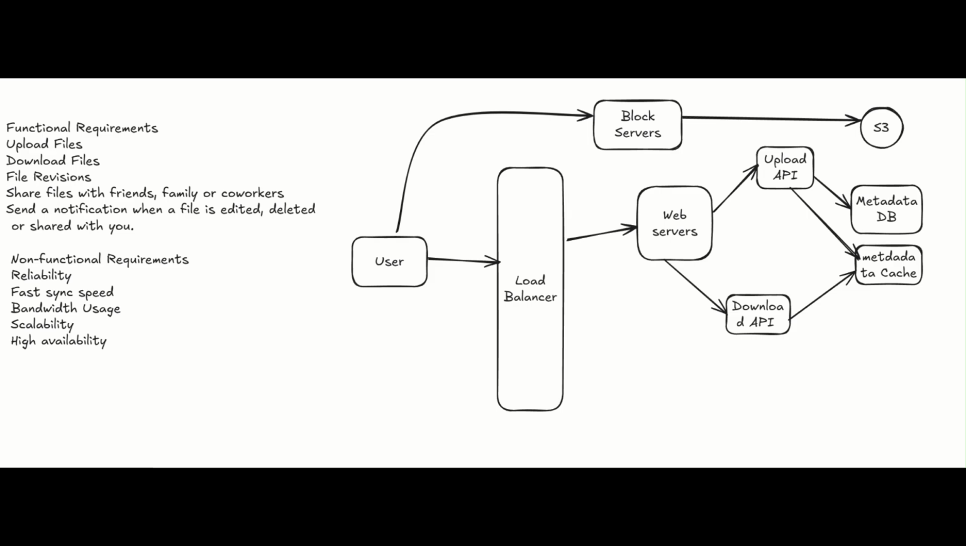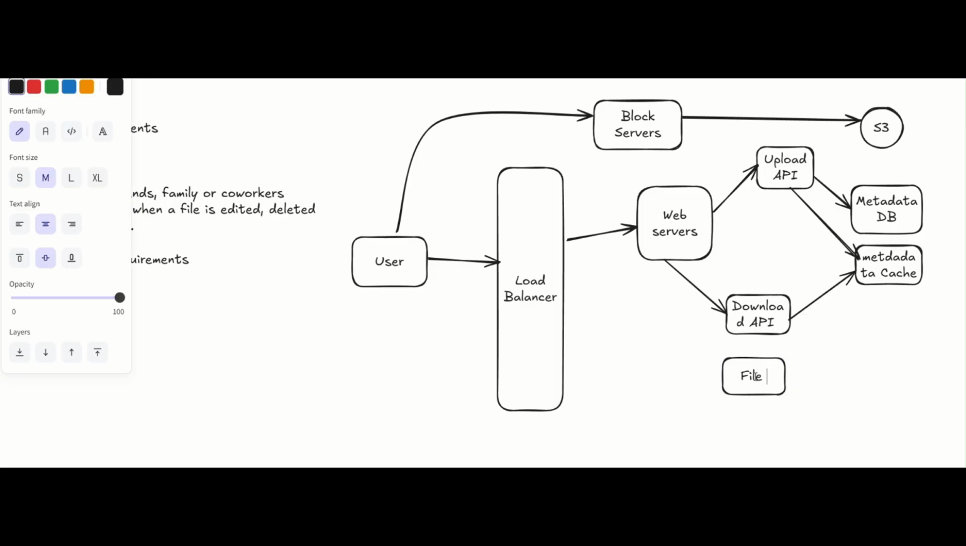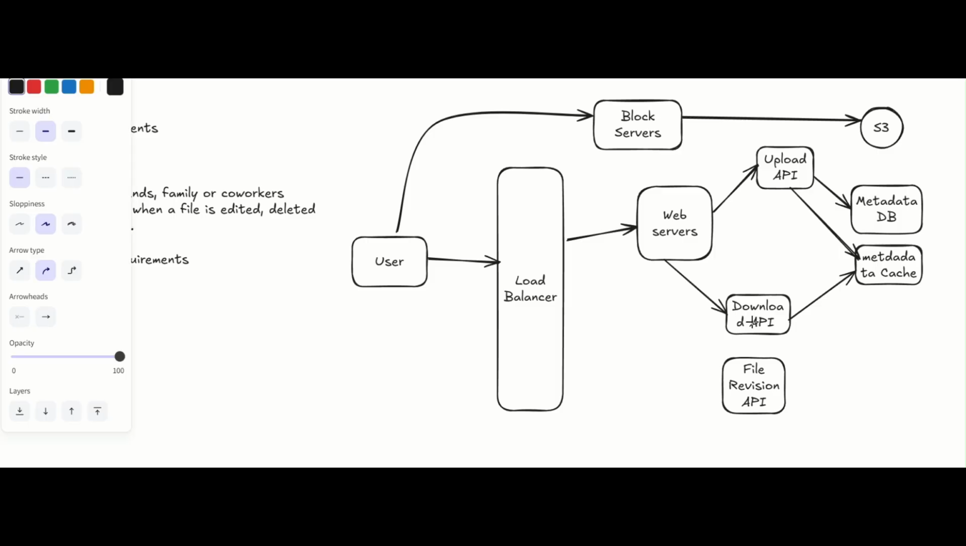The next one is file revisions. For file revisions also, we will have a file revisions API. The file revisions API will fire a query on the metadata cache. It will retrieve data and return results back to users.